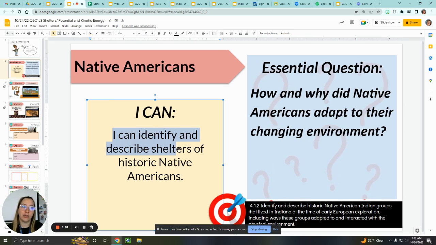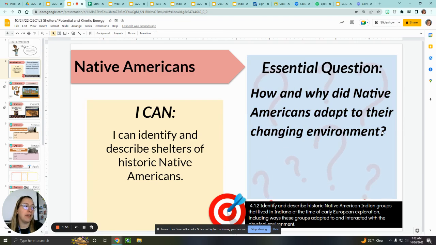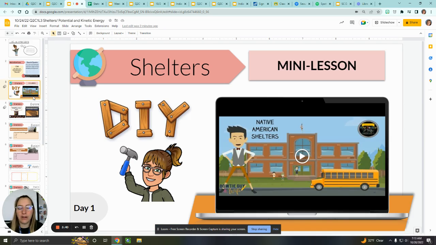I can identify and describe shelters of historic Native Americans, okay? And this goes along with that essential question that we've been trying to answer with everything that we've been looking over. How did they use their environment, right? Their changing environment to survive. So we'll see how they made their houses and what they used around them in their environment.